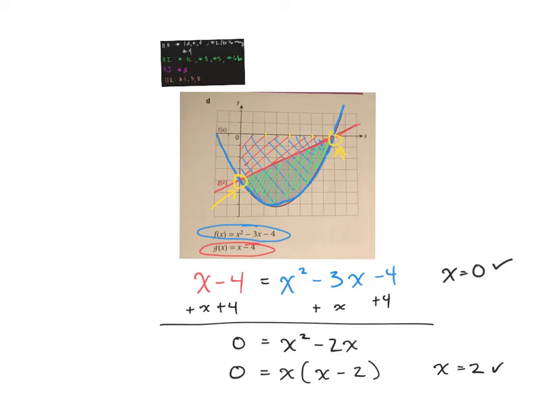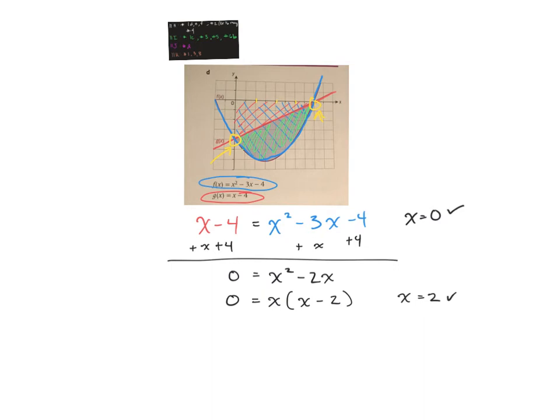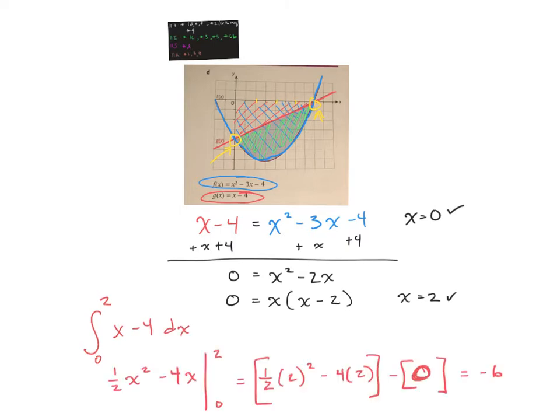We have 0 to 2, which means that if I just wanted to get this red triangle up here, one of the ways I could do that is take the integral from 0 to 2 of x minus 4 dx. That's going to get me negative 6. The antiderivative of x is 1/2 x squared, of 4 is 4x, and then I plugged in 2 and I plugged in 0. That should get you negative 6, which just means that this triangle right here has an area of 6, and it's negative because it's below the x-axis.